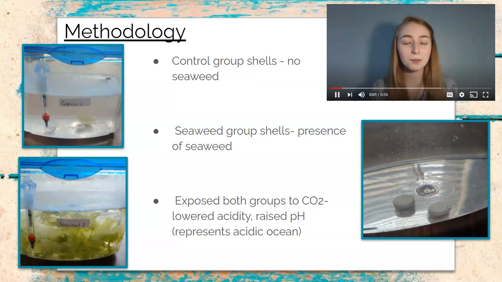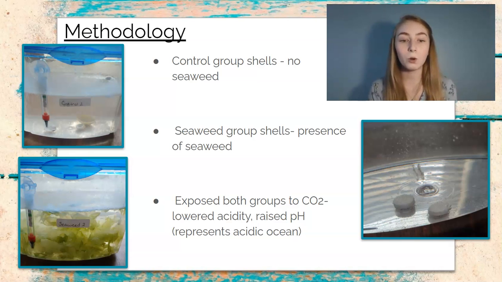I set up two groups of shells. I put seaweed in one group and left the other group as a control. I made the water acidic using CO2 tablets. The ocean's pH is 8.1 and will continue to lower as more pollutants dissolve into the water. In my experiment, the pH was in the range of 7 to 8 to represent an acidic ocean.